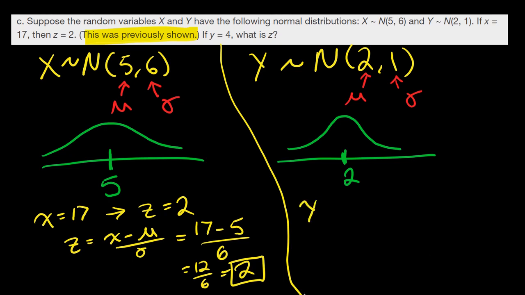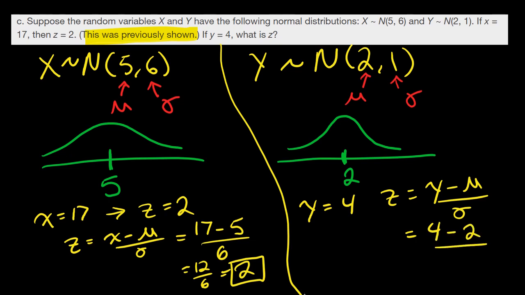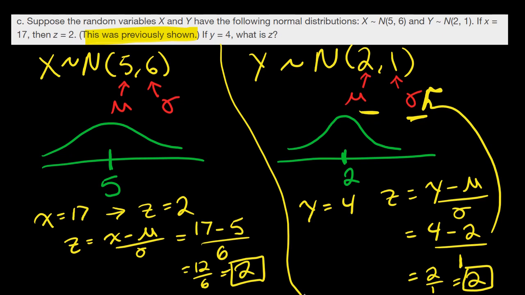So little y equals 4. Again, we'll use the same formula. Instead of starting with x, we have the random variable y, so it's y minus mu divided by sigma. Same thing, except it's a little y there instead of an x. We write 4 minus mu, which is 2, over sigma, which is 1. Remember, I'm looking up here for this mu and this sigma. So 4 minus 2 is 2, divided by 1, which is 2. Very interesting. So z is also 2.